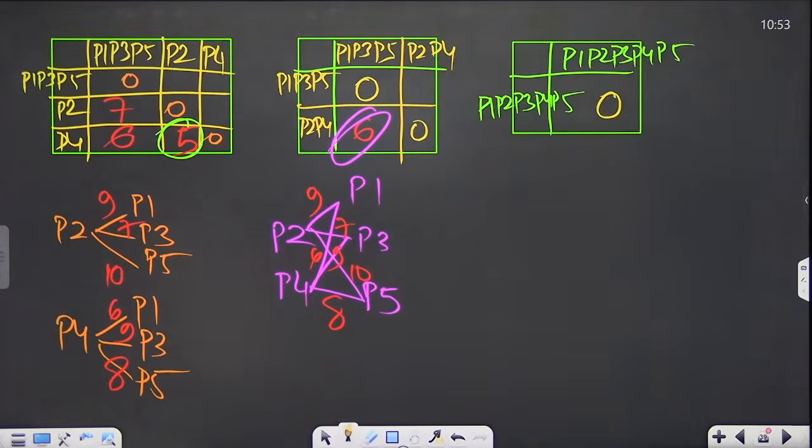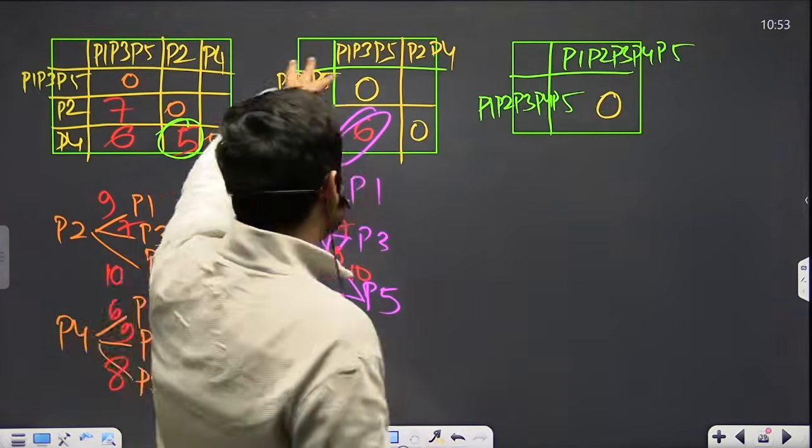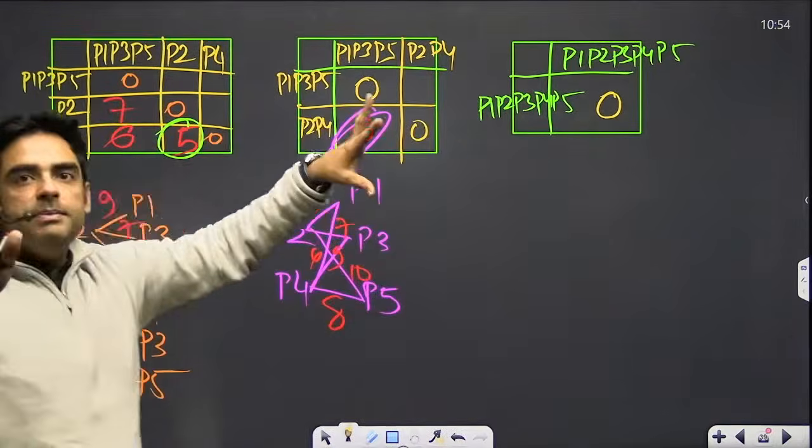ठीक है guys, correct. तो इस तरीके से we do this. ठीक है, इस तरीके से we club it. Okay, अब देखें, अब देखते हैं यहाँ पे.